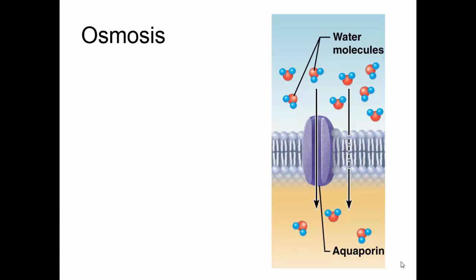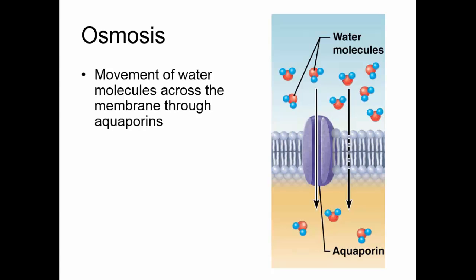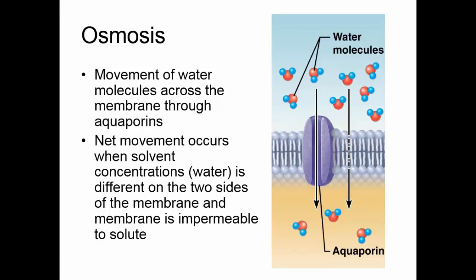Osmosis is a very special type of diffusion. It's the movement of water molecules across the membrane using those aquaporins. Water is always moving back and forth across the membrane, but we will have a net movement of water, that is, more water will move in one direction than the other, if we have unequal concentrations of molecules on either side of the membrane. Now, normally, if there are unequal concentrations, you would think diffusion would take over. But remember, not all molecules can get through the cell membrane. So if the membrane is impermeable to the solute molecules, we move the solvent, we move water.